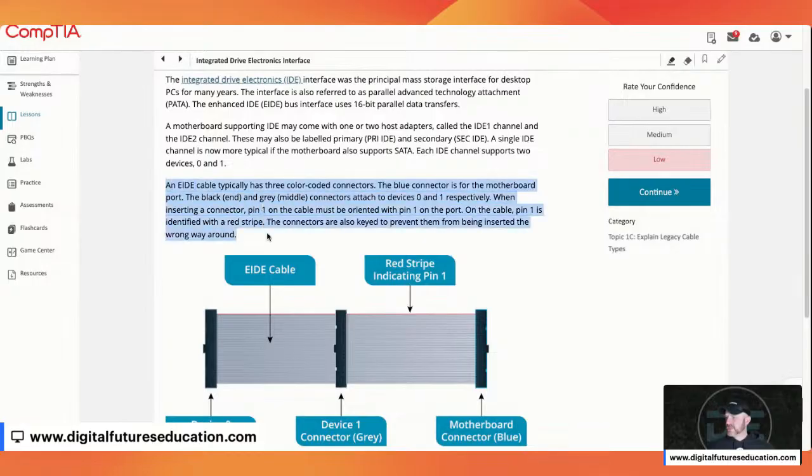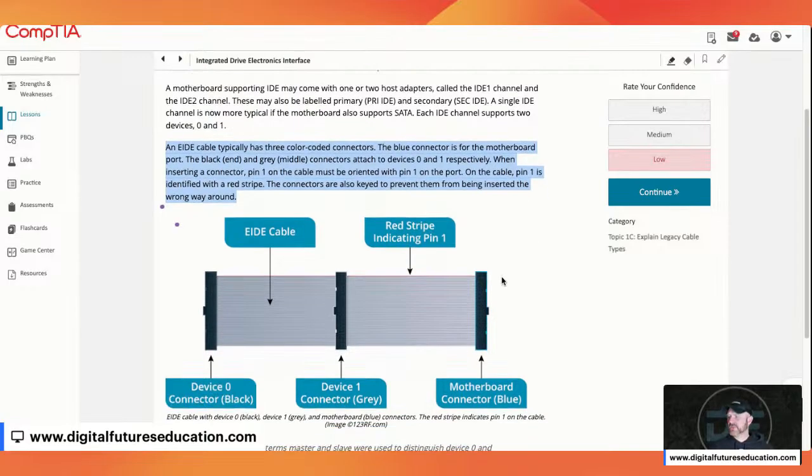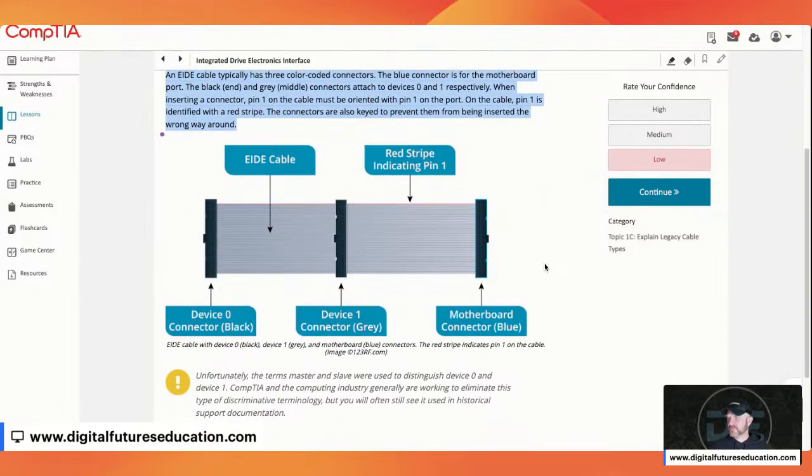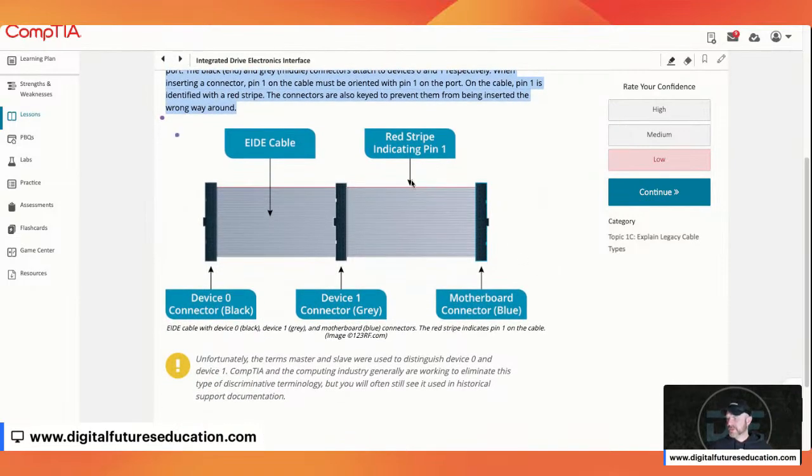An EIDE cable typically has 3 color-coded connectors. The blue connector is for the motherboard, and the black and gray connectors attach to devices 0 and 1 respectively. When inserting a connector, pin 1 on the cable must be oriented with pin 1 on the port. On the cable, pin 1 is identified with a red stripe. The connectors are also keyed to prevent them from being inserted the wrong way around. Red stripe indicates pin 1.